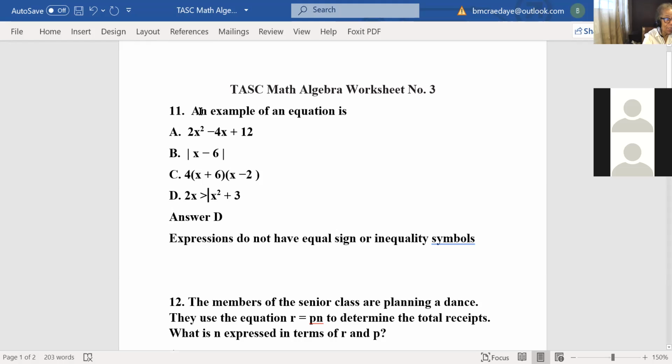And then I would ask you, which of these is not an expression? Then it would be D because it has an inequality. So, which of these is not an expression? Then it would be D because D has an inequality sign. Okay, let me take that out. All right. Questions?